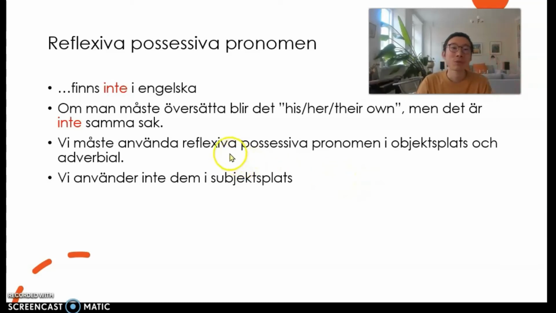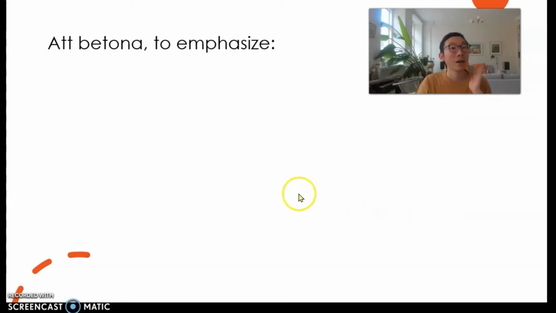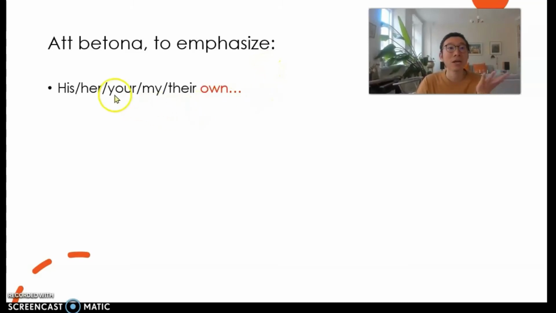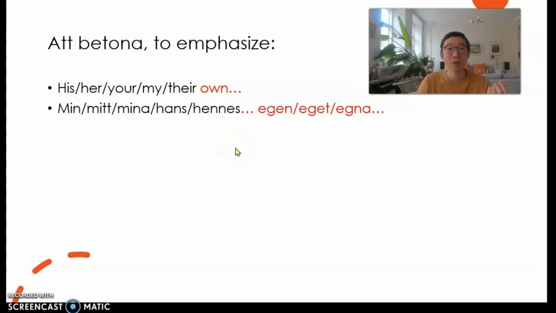Okay, I've said previously, I will explain what I mean by it doesn't exist in English. So actually in Swedish, if you want to emphasize the ownership, we have a word for it. So in Swedish, his, her, your, my, their own, my own computer, for example, you have a word for it. We would say min, mitt, mina, hans, hennes, egen, eget, egna. So own in Swedish is actually egen, eget, egna.